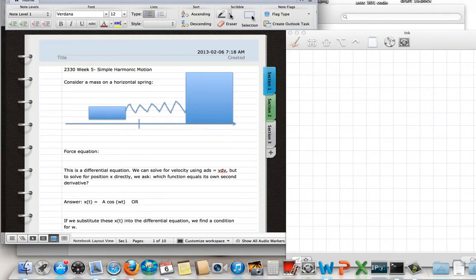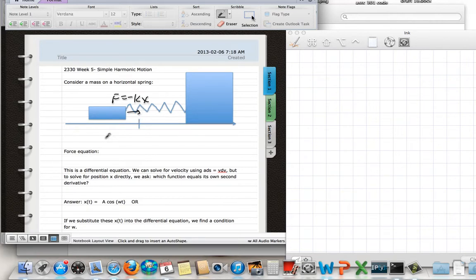Alright, so our topic for today is simple harmonic motion. So we'll consider a mass on a horizontal spring. There's a restoring force here from the spring. That force equals minus kx. The reason for the minus just has to do with direction. If you displace the mass to the negative side, the force returns it back towards the positive side.